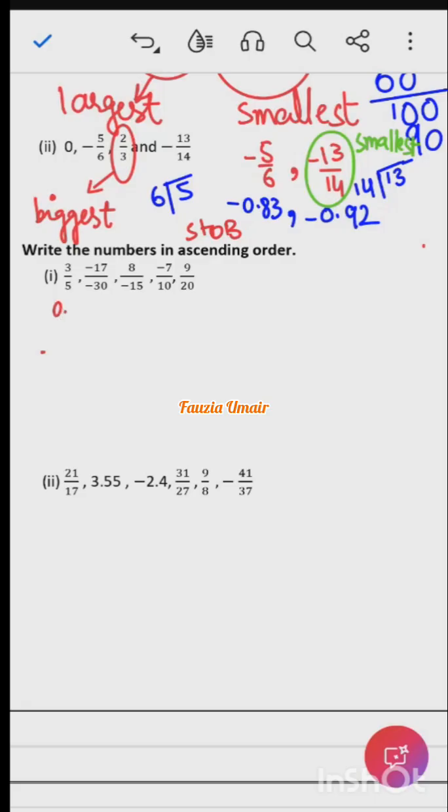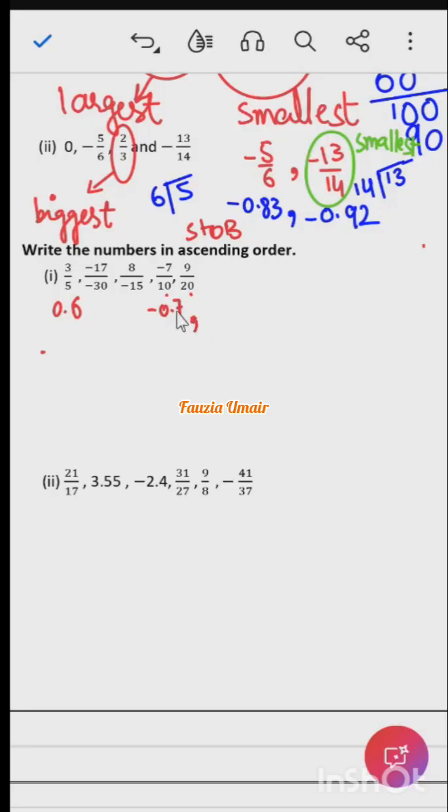Achha, why I'm saying it is easy, because look, 3 by 5, 7 by 10 and 9 by 20 are fractions whose denominator we can make 10 or 100. Okay? So it is 0.6. There is no need to divide because we can just multiply it with 2. So it becomes 6 by 10, and 6 by 10 is 0.6. Okay? So now what is minus 7 by 10? Ma'am, minus 0.7. Okay?